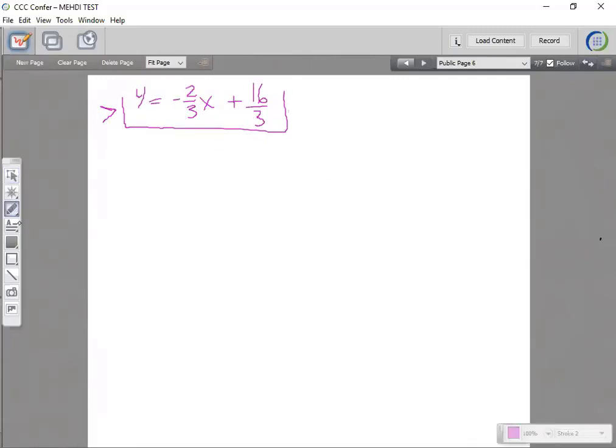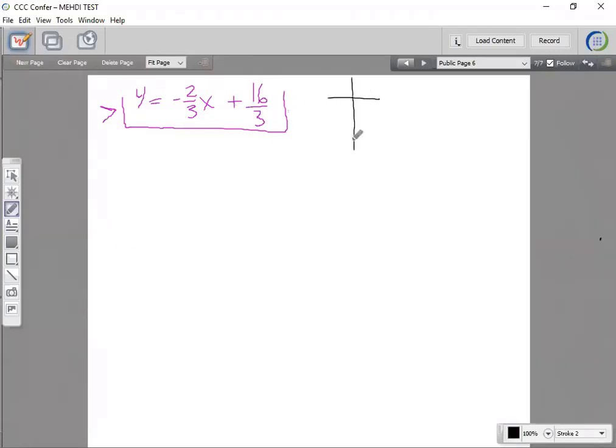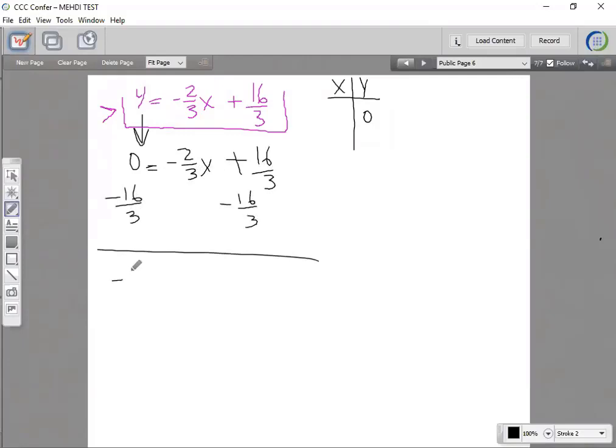So we're going to let y be equal to 0 and solve for x. So this would be 0 equal to minus 2 over 3x plus 16 over 3. To solve for x, I need to subtract 16 over 3 from both sides of the equation. I get minus 16 over 3 is equal to negative 2 over 3x.